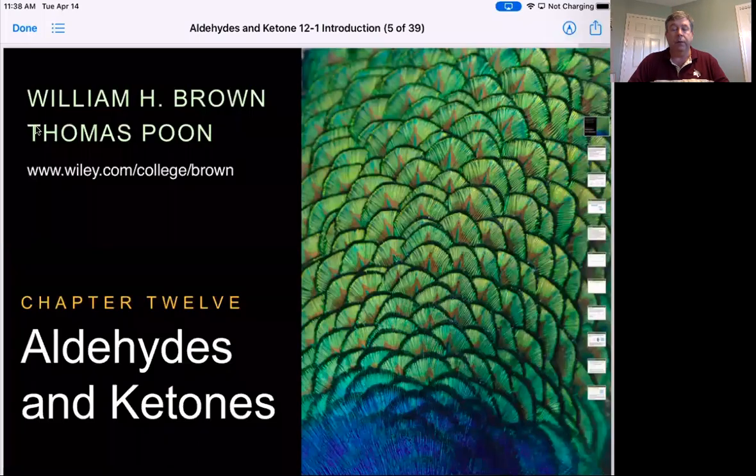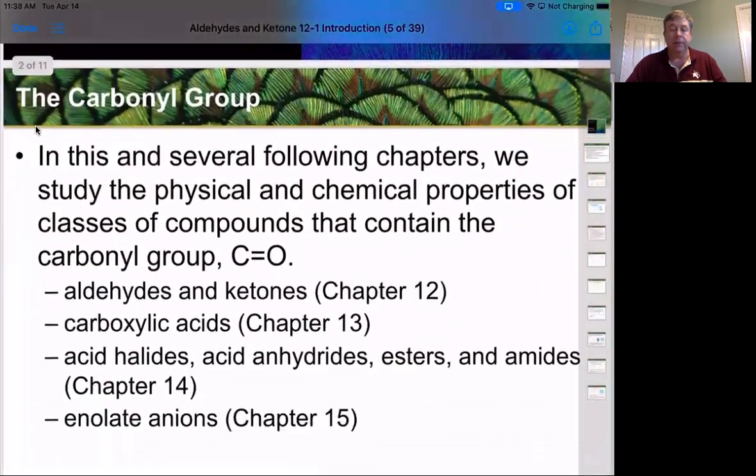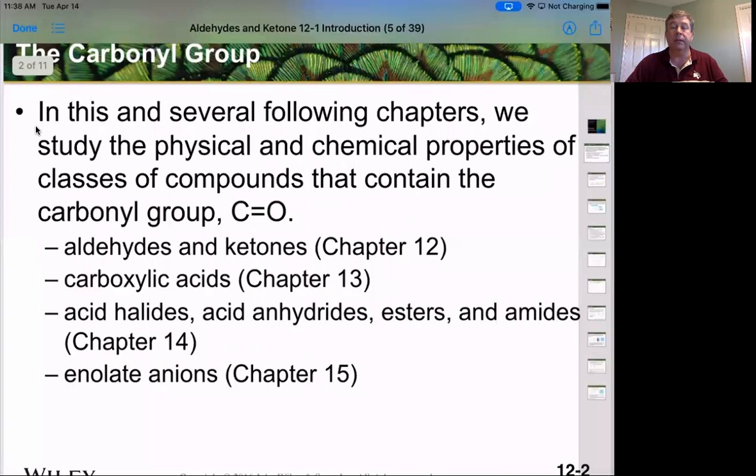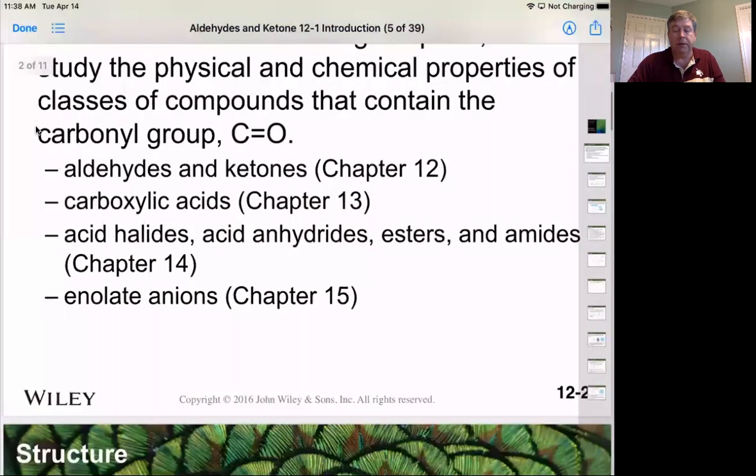Okay, Organic Chemistry 2330. Today we're going to introduce Chapter 12, aldehydes and ketones. The key feature is the introduction of the carbonyl group, where we have a carbon double bonded to an oxygen. This is the key component in aldehydes and ketones, which will be covered in this chapter, carboxylic acids and carboxylic acid derivatives, which will be covered in the next two chapters, and enolate ions covered in 15. So it's important to learn about the structure and reactivity of the carbonyl compound to allow us to understand the next few chapters. So let's dive into the carbonyl compounds.